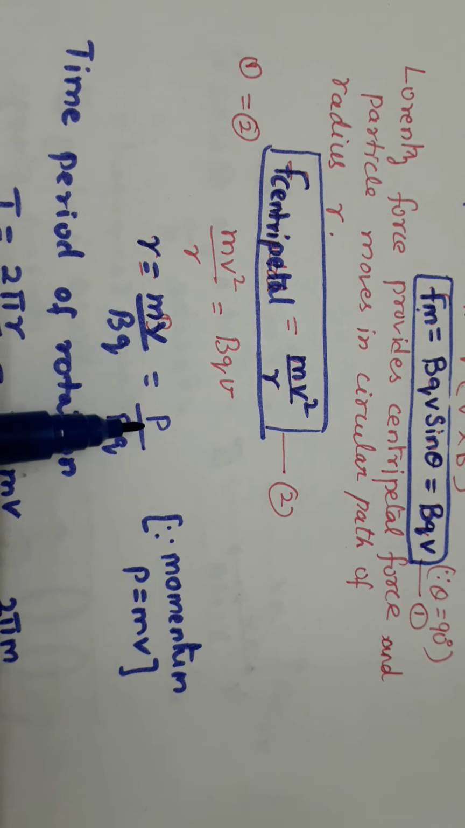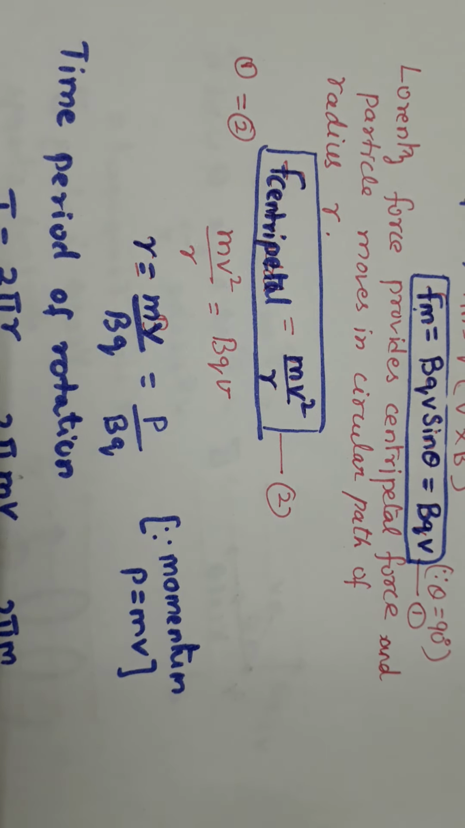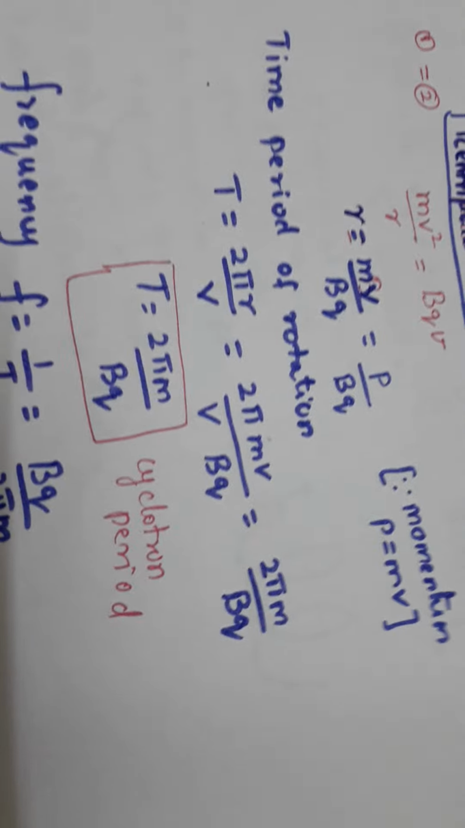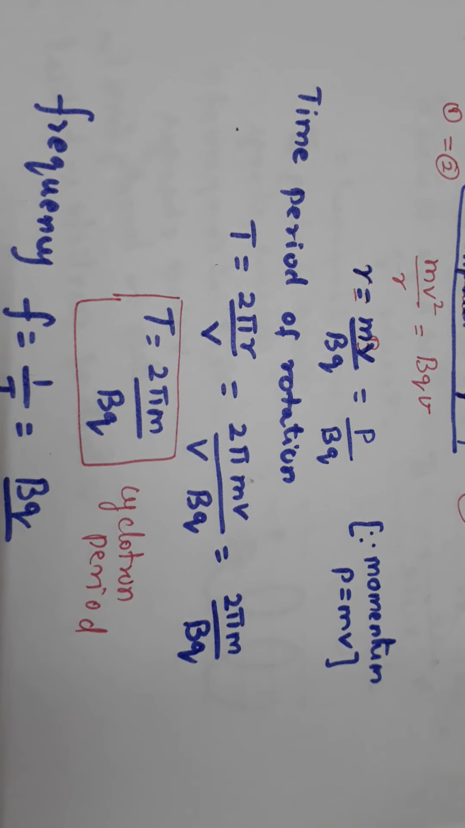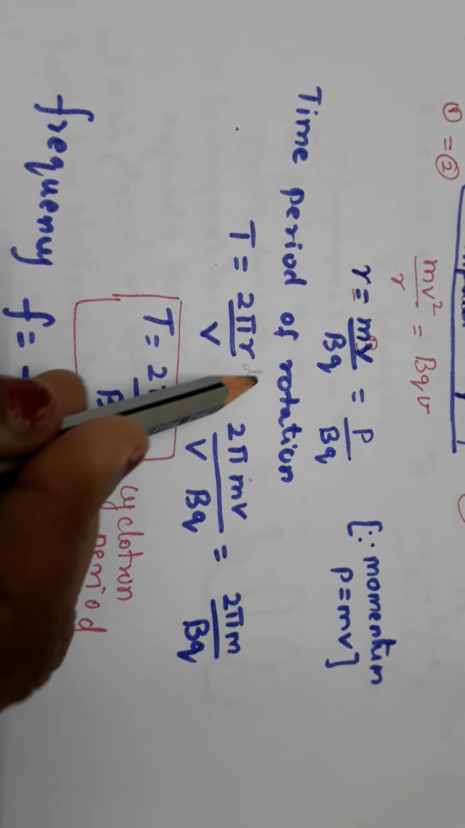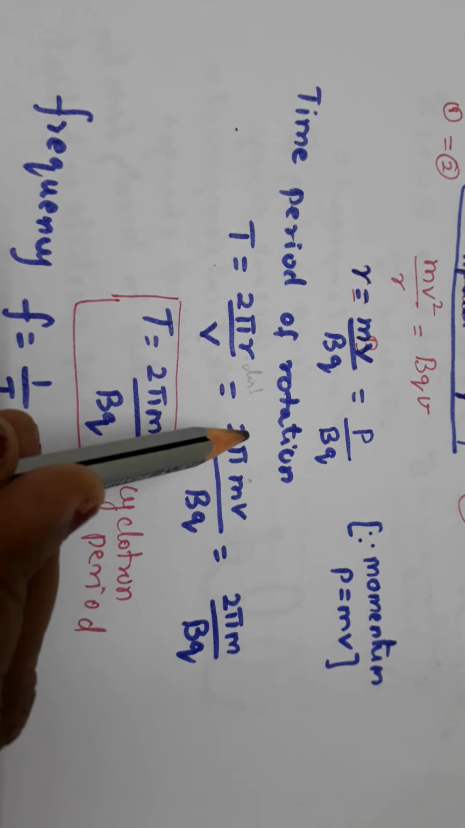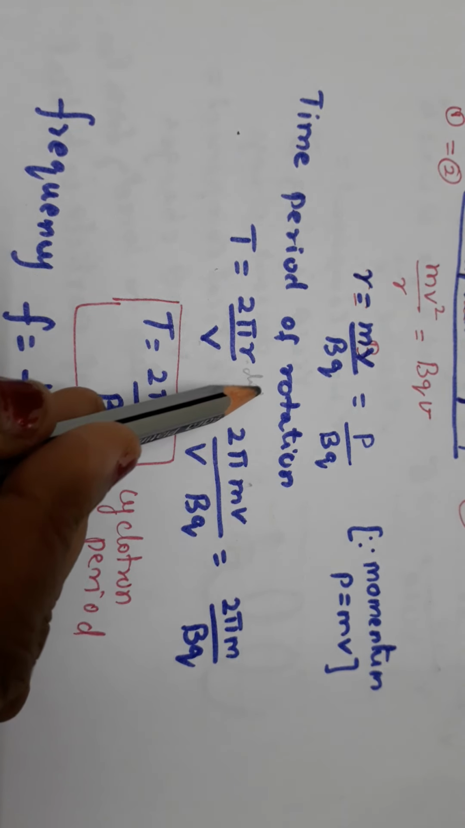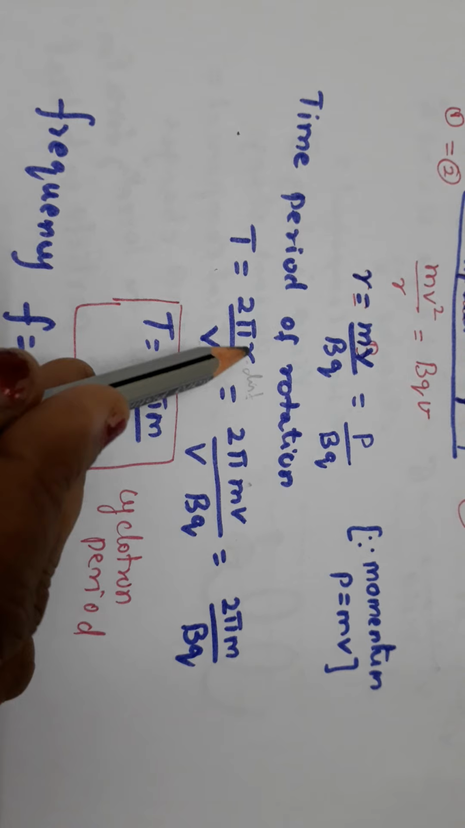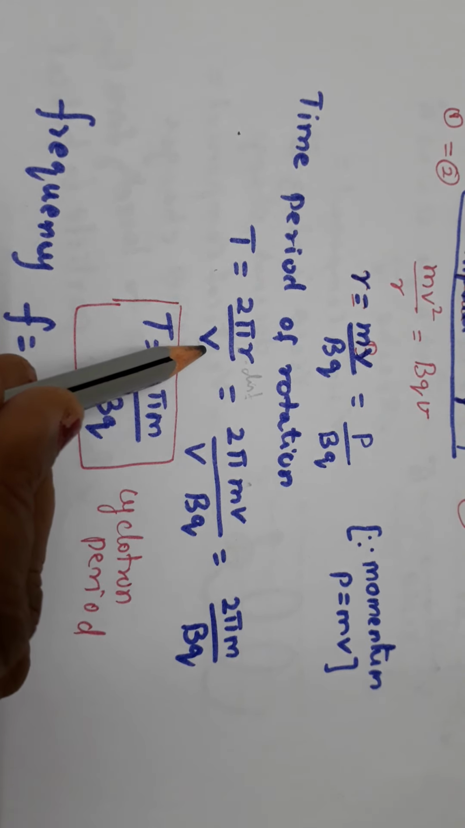Mass into velocity is nothing but momentum. So r is momentum by bq. Time period of rotation, you know that. What is the formula for time period? Time is distance by velocity, right? The particle moves in a circular path, so the distance is the circumference, 2 pi r, by v.